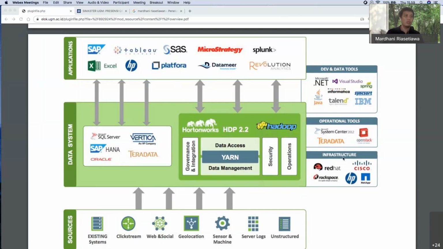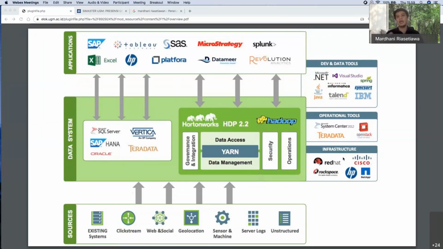There is a lot of technology that works to support big data. So that will be very challenging for you to understand.